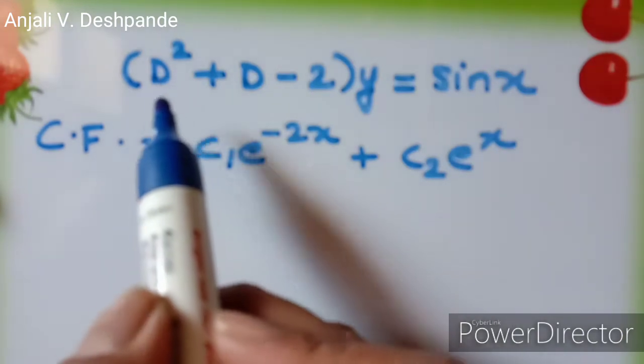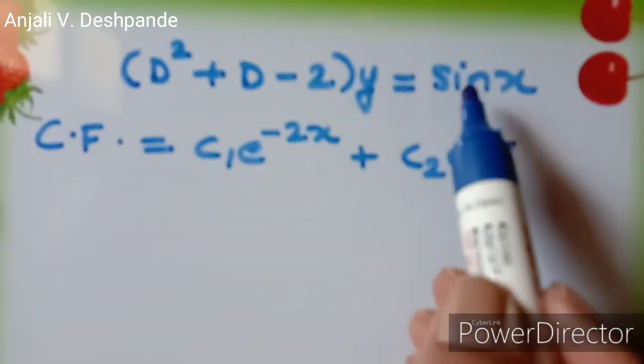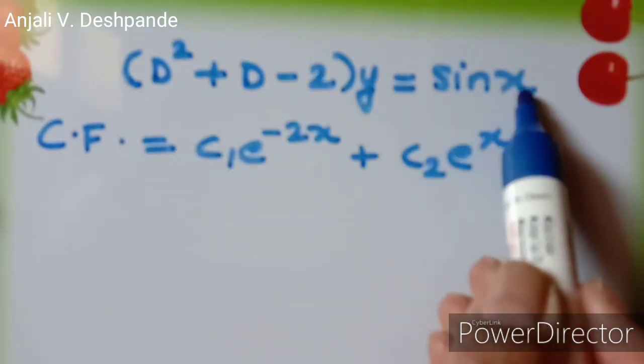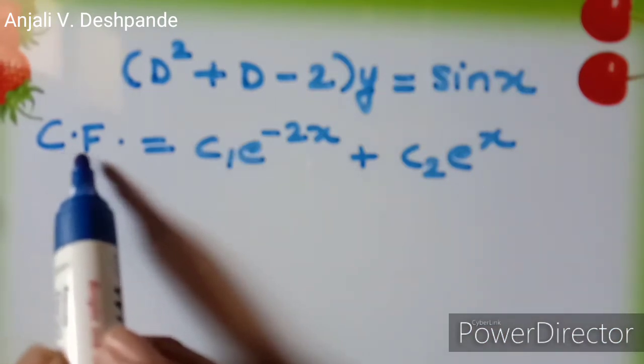So now we will see the supporting example for case 2. The RHS is sin x. Already I have found out the CF.